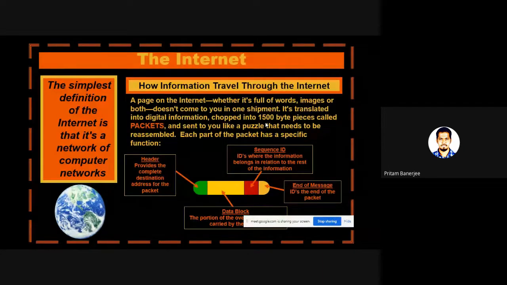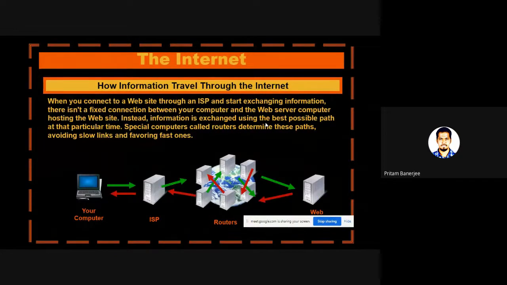Okay. Right, and it again transforms the data, and it converts the data into analog and digital format. Right? Right, got it. Right, how does information travel through the internet?